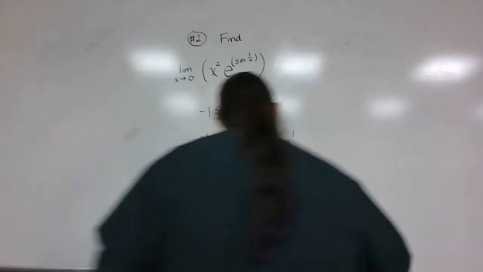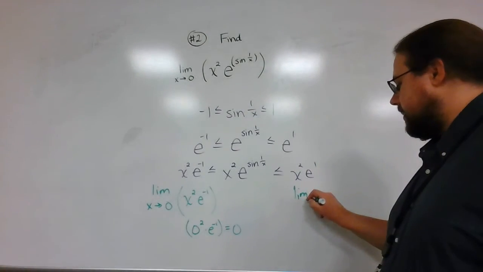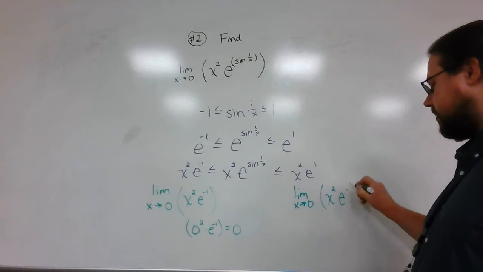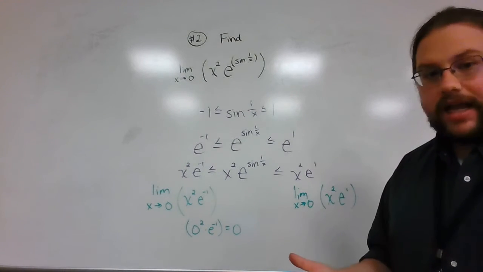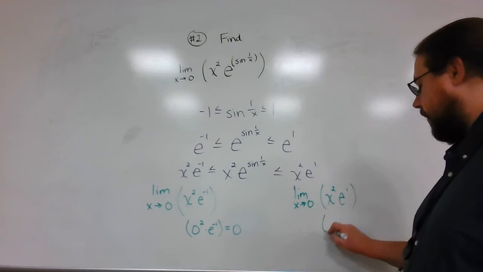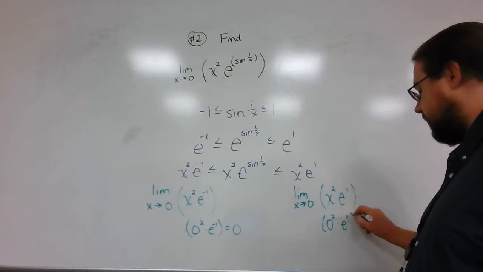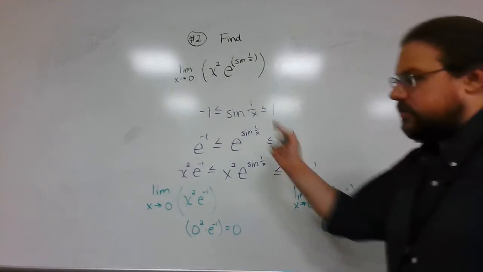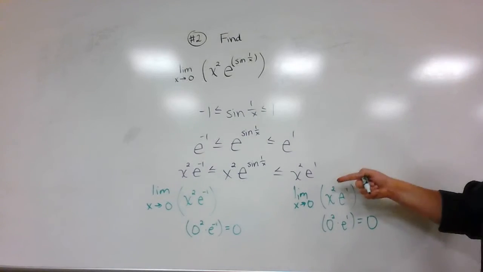All right, let me do the other side. So the limit as x approaches 0 of x squared times e to the first, again, all I have to do is plug in 0 and see what happens. So 0 squared times e to the first, e being, again, a number, we're going to get 0. So notice, this limit goes to 0. This limit goes to 0.